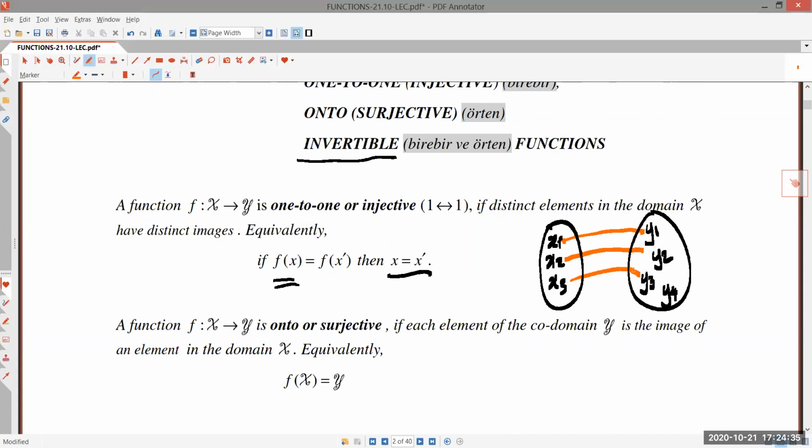Is this a one-to-one function? Yes, I guess it is a one-to-one function, right? It is injective, but it is not surjective. You will see it now. This is one-to-one because each distinct element of x has a distinct element assigned in set y.